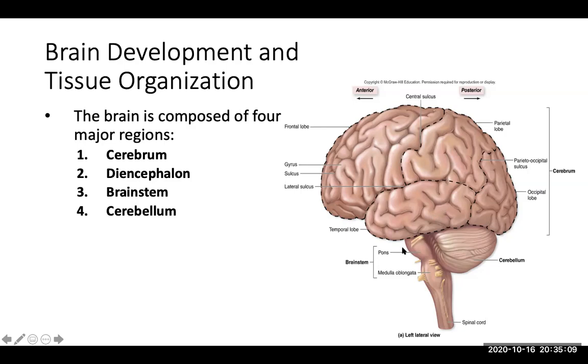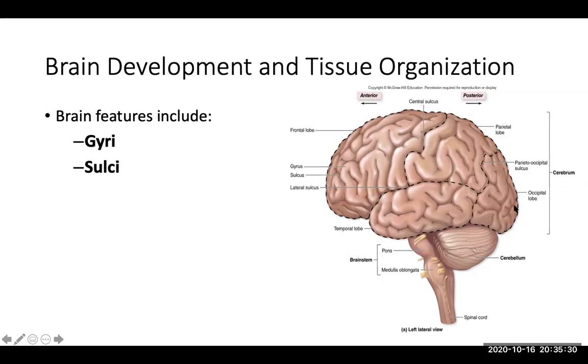The diencephalon connects the cerebrum to the brainstem, and it's kind of within the brain here, so we can't really see it. And the brainstem is made up of the pons and the medulla oblongata, and the cerebellum is its own separate part of the brain, located in the posterior inferior aspect. You can see here there are different lobes of the brain as well.